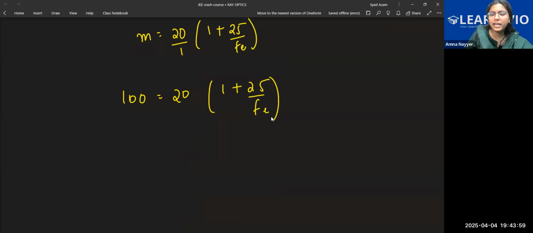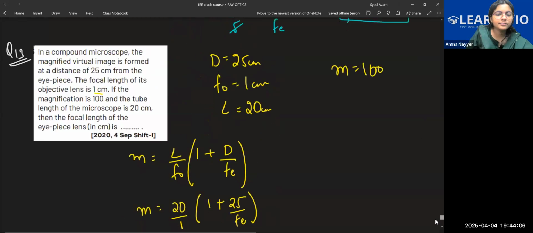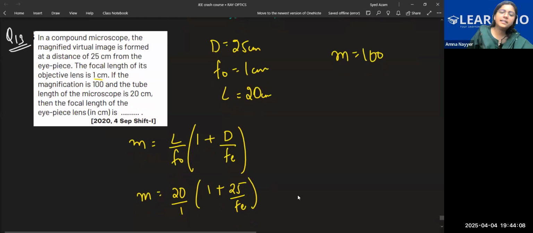So this you can calculate now. Tell me what's the value of Fe coming. Write it and just let me know, then we'll start with wave optics.